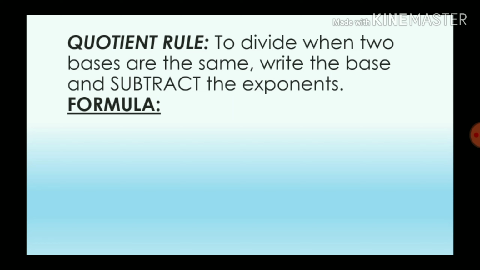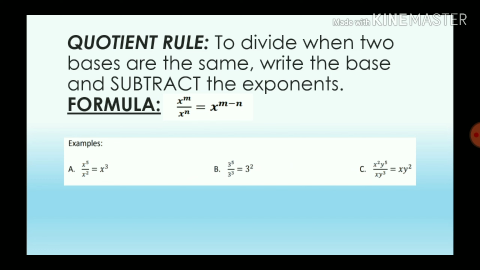Quotient rule. To divide when two bases are the same, write the base and subtract the exponents. Formula: x to the power of m over x to the power of n is equal to x to the power of m minus n. Examples. A. x to the power of 5 over x to the power of 2 is equal to x to the power of 3. 3 comes from the subtraction of 5 and 2.